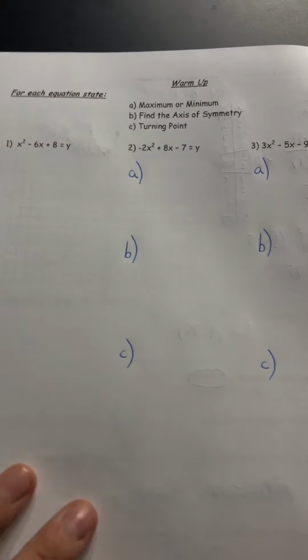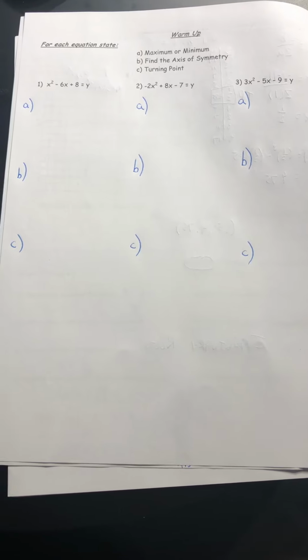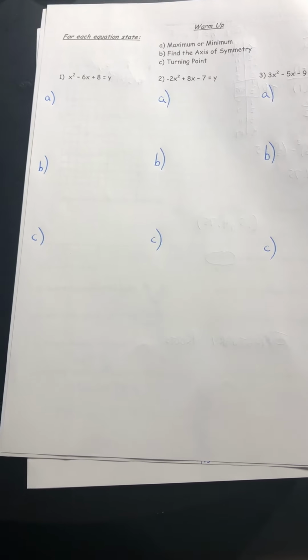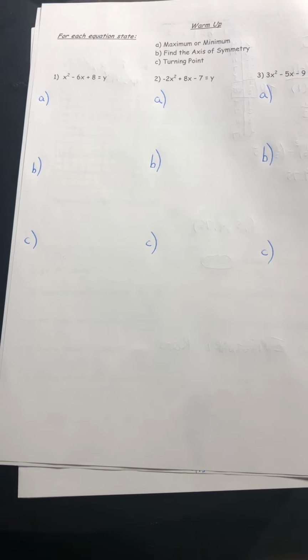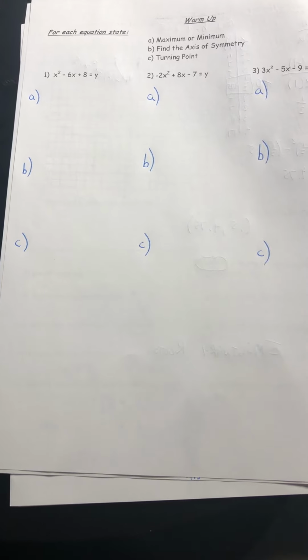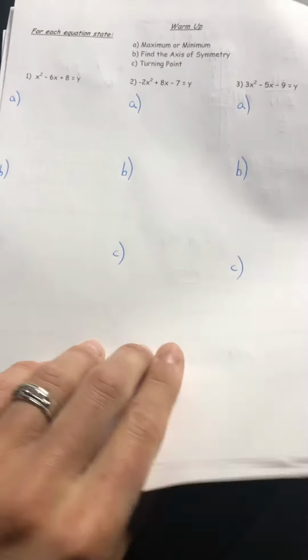Now this warm-up, you will be doing on your own. It's the same thing we did in yesterday's lesson. You're going to state if it's a minimum or maximum, part A for each. Then find the axis of symmetry, so use x is equal to negative b all over 2a. And then find the turning point. You can try to do it using the calculator. I would also do it by hand to find the turning point.